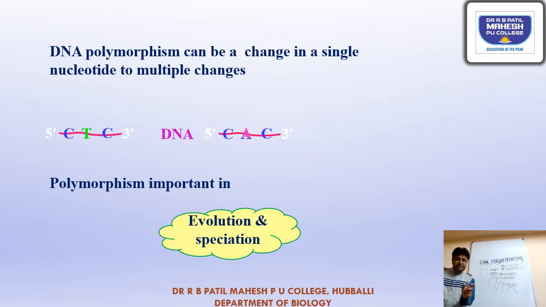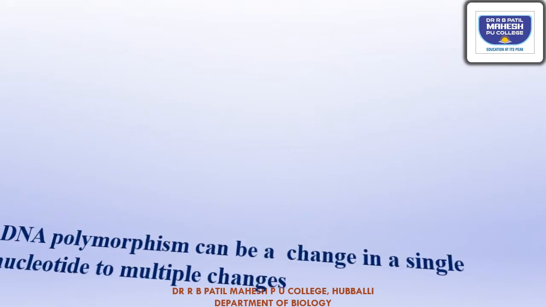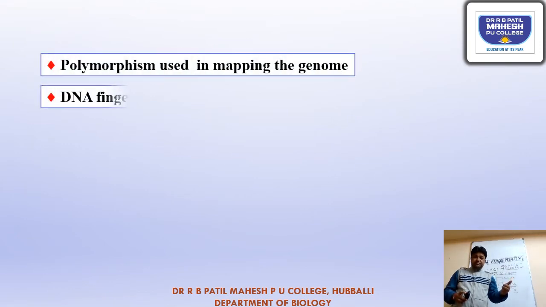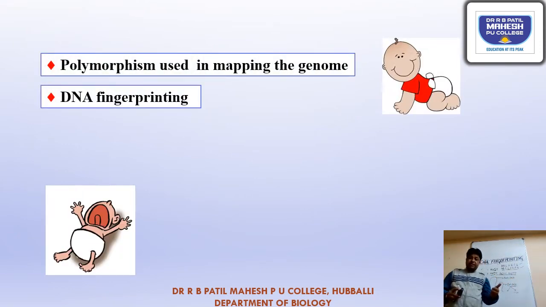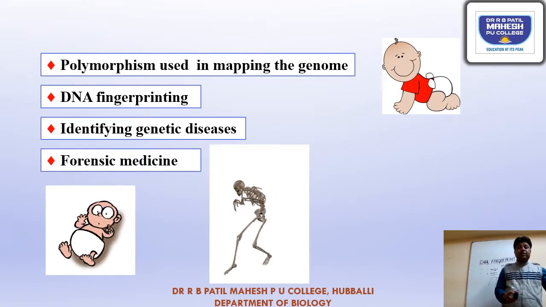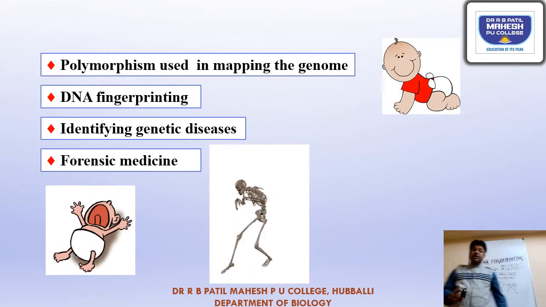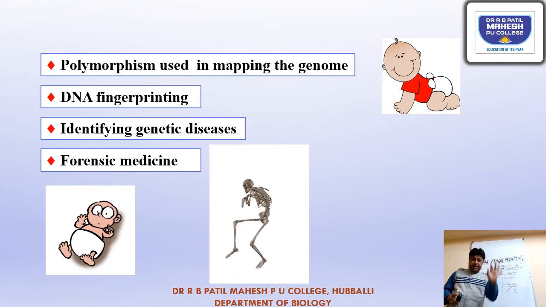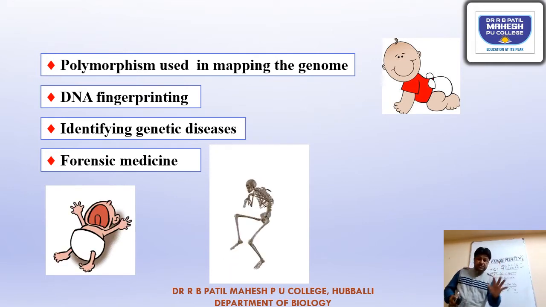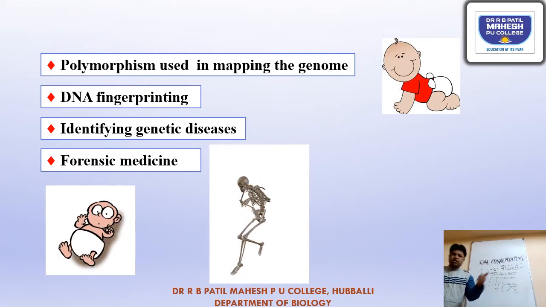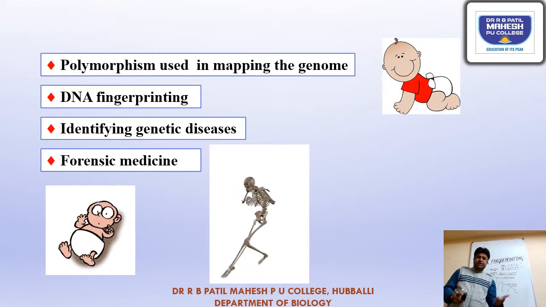And polymorphism is a base for genetic mapping. It is genetic mapping and also helps in DNA fingerprinting, identifying genetic diseases, and forensic medicine. Is that clear? So DNA polymorphism is a basis for genetic mapping, one, or genome mapping, second one is DNA.